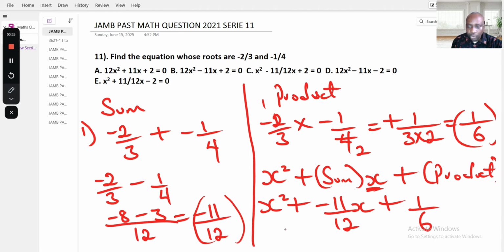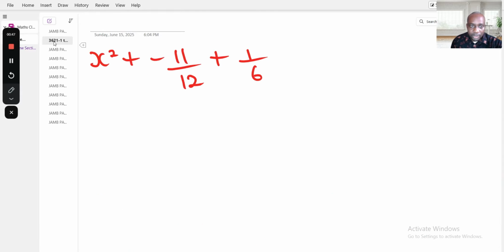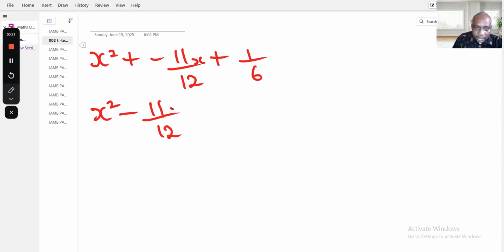Let me open another page so that we'll write this one out. We stop here. So we will write this one in the next page. Yes, x raised power 2 plus minus 11 over 12. Now, what is the LCM? If you look at it, let me first change this one. Plus times minus is minus 11 over 12. Don't let us forget, I think there is x beside the 11. Let me look at it. Yes, there is x here. Don't let us forget to put the x. Yes, the x plus 1 over 6.